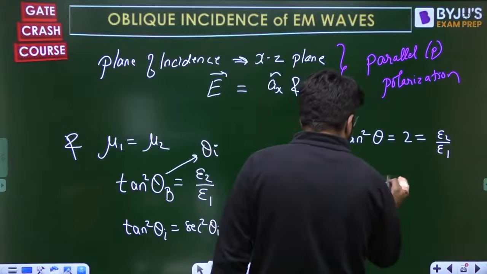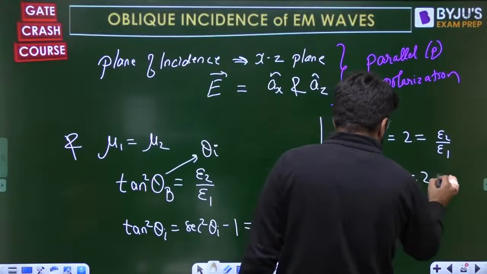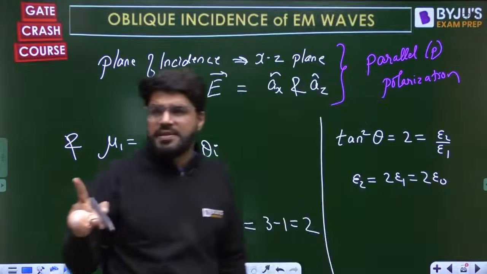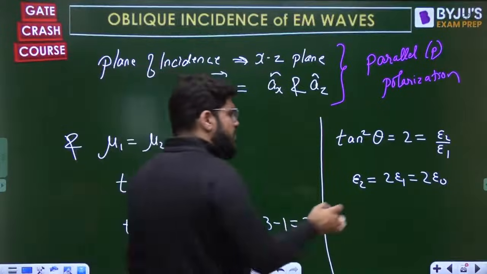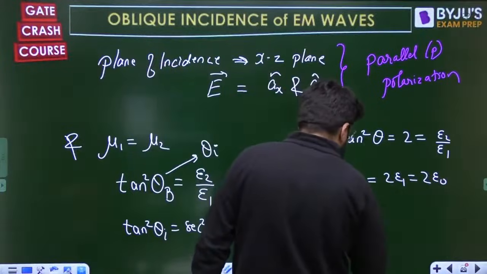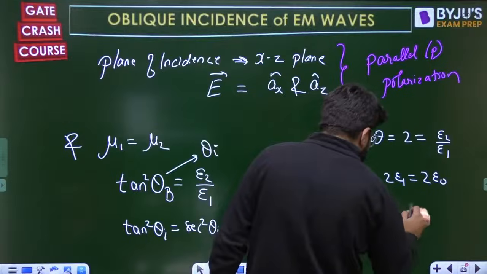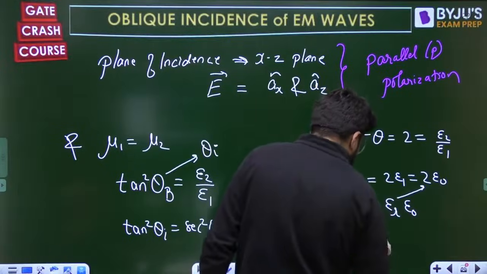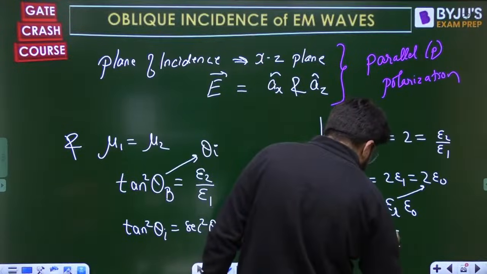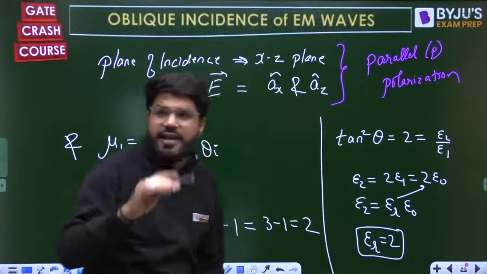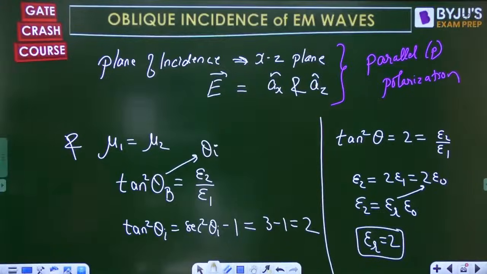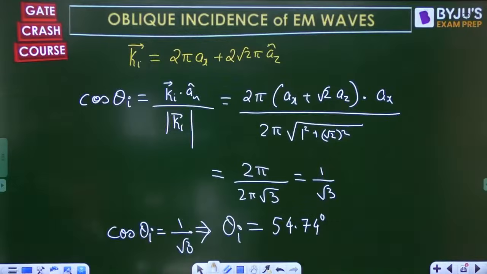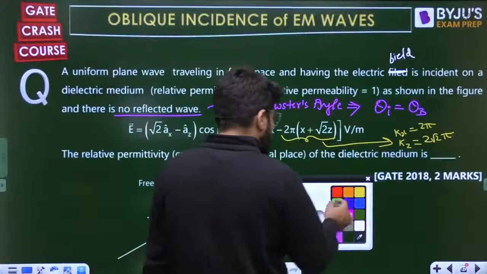What is epsilon 2? It is 2 epsilon 1. What is epsilon 1? The first medium is free space, that is why the permittivity is epsilon naught. So epsilon 2 is actually written as epsilon r epsilon naught. So here by comparing, I can say that epsilon r is equal to 2. It's a good question in GATE for 2 marks related to the Brewster's angle. The relative permittivity of the medium is equal to 2.